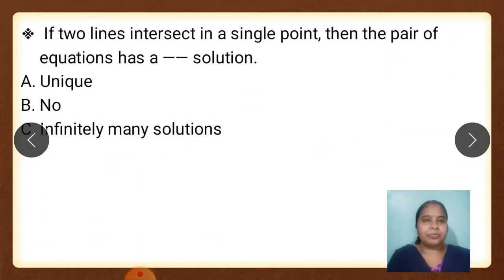See the next one. If 2 lines intersect in a single point, then the pair of equations has a dash solution. Now try to recollect the graphical method. 2 lines were intersecting. How many solutions were you having when 2 lines were intersecting on a graph paper? Yes, only one solution, and that was the point of intersection. So what will we write? Unique, no, or infinitely many solutions. It will be unique because we get one and only one solution, and that is always the answer of the simultaneous equations. Okay. Next one.